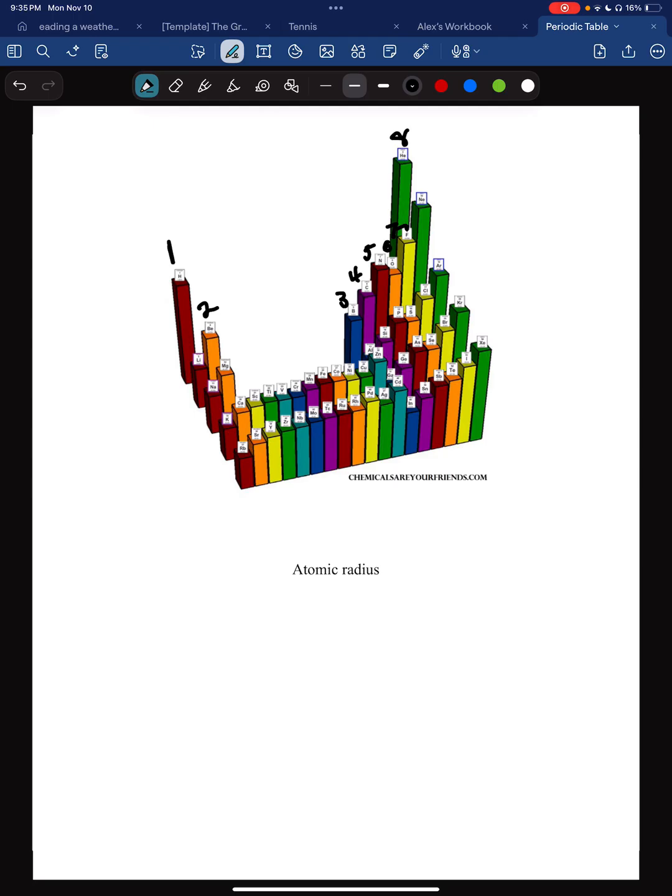As we're going from the bottom to the top and from left to the right, ionization energy is going to increase. So it's going to be more expensive to take away electrons from our noble gases. Super expensive, like lots of energy. Whereas down here for our rubidium in the bottom left side, it's going to be very cheap.